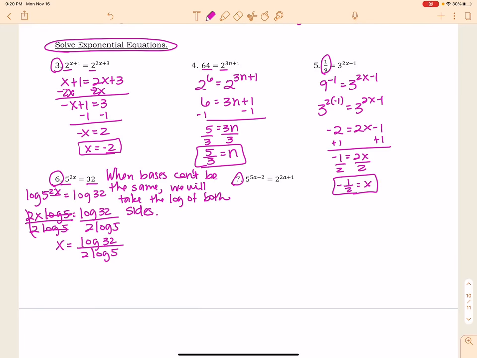1.077. I think I wrote that correctly. Anyway, that's how you do those.